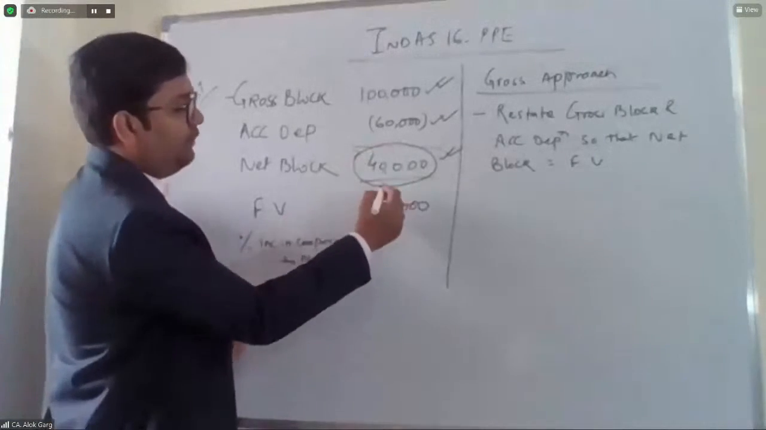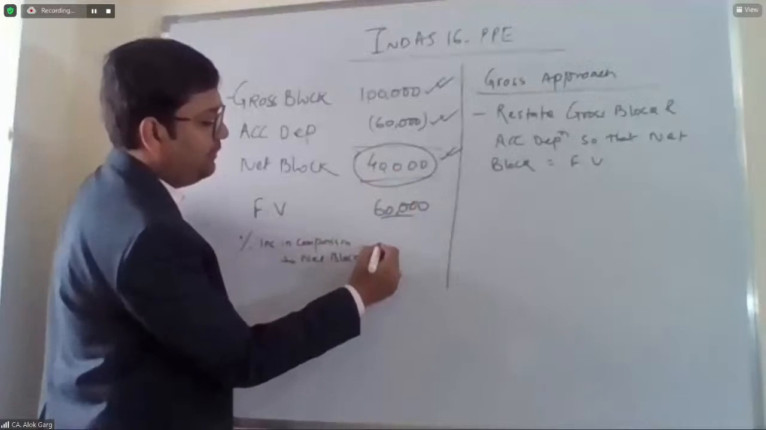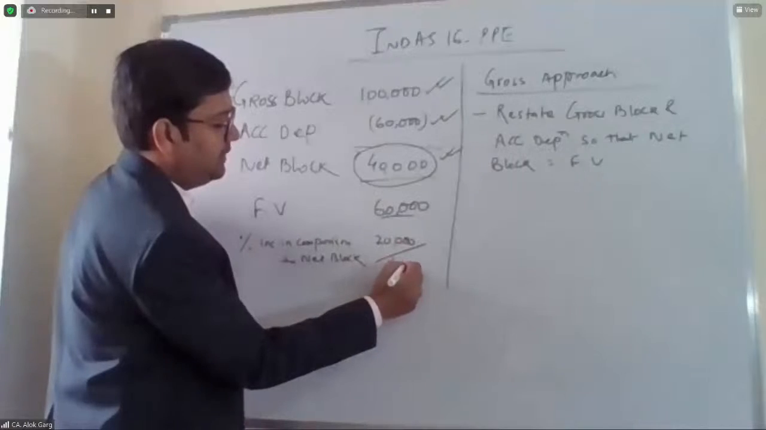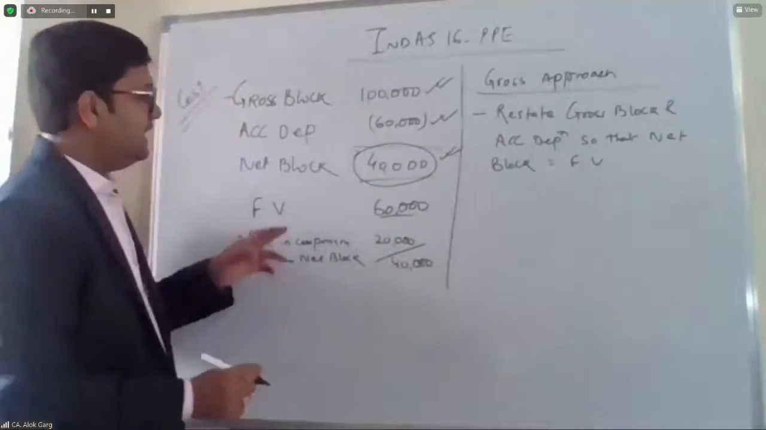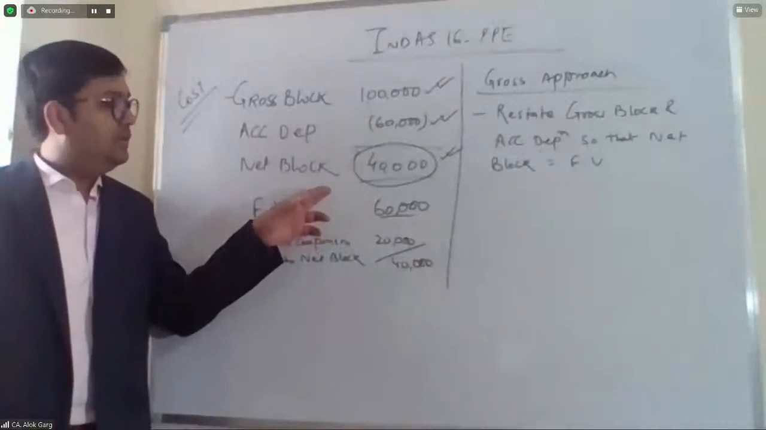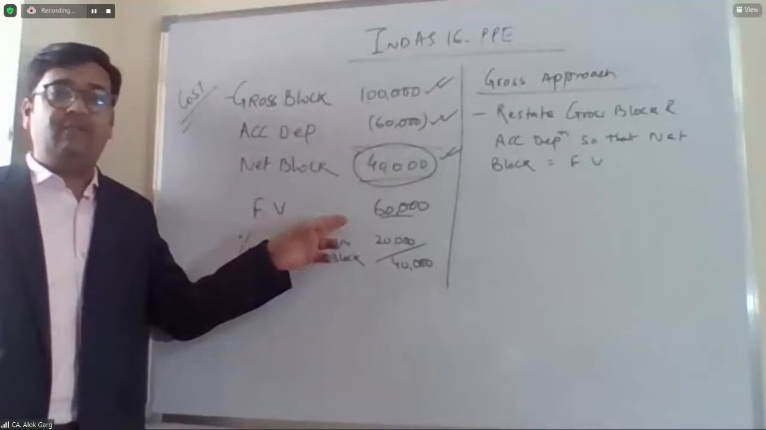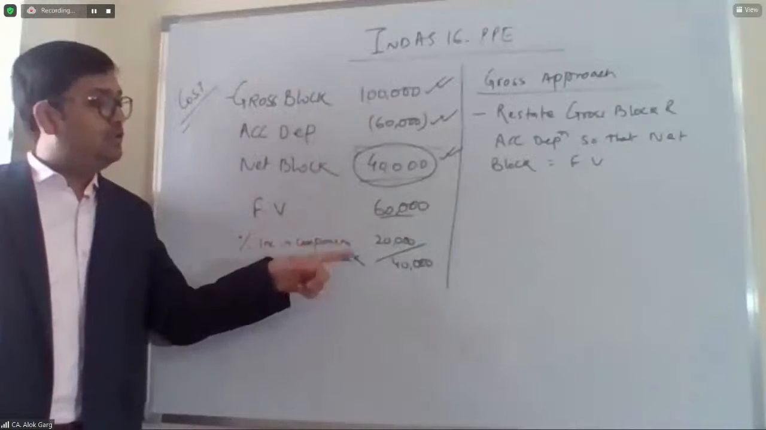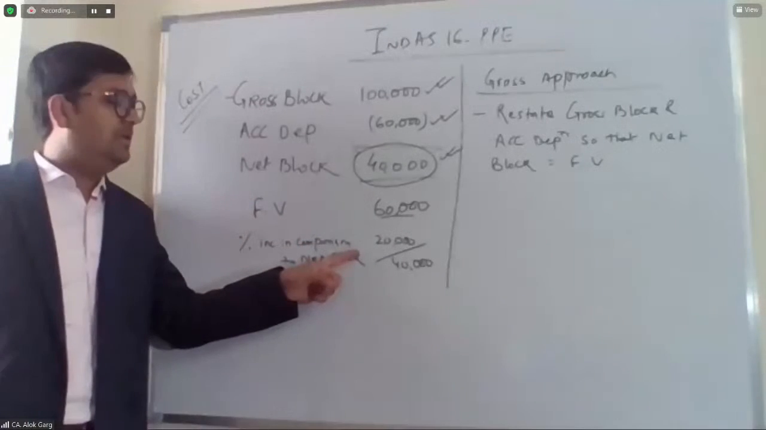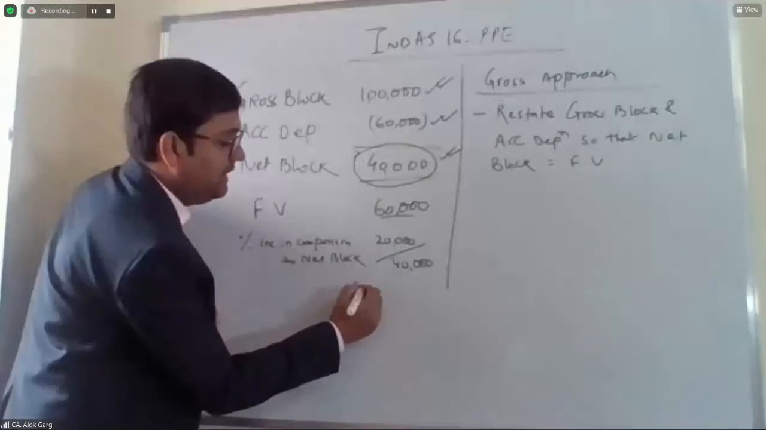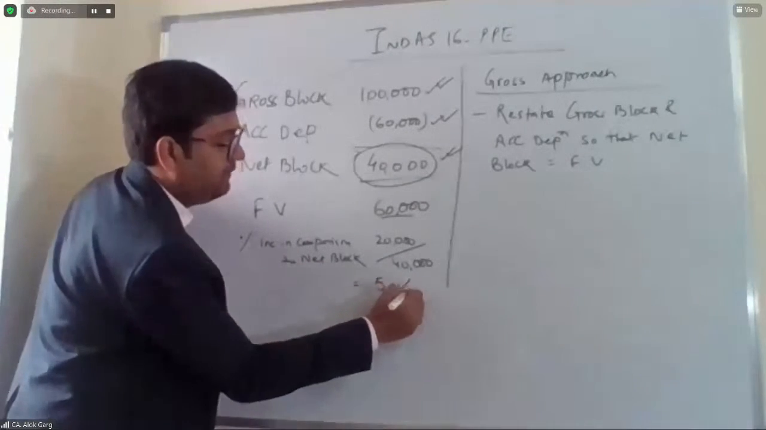So what is the increase? 60,000 minus 40,000, 20,000. So 20,000 divided by 40,000. Am I right? The net block, the carrying value, was 40,000. The fair value is 60,000. So the increase is 20,000. And what is the percentage of increase? It is 50%. So 20,000 divided by 40,000 is 50%.